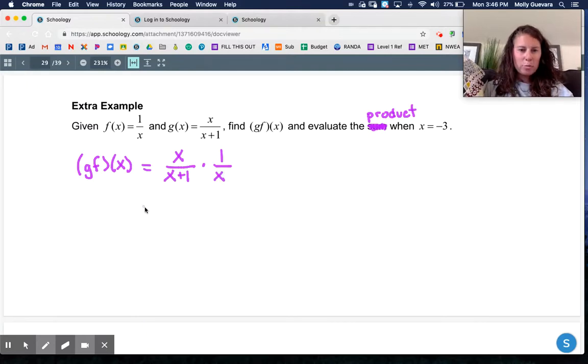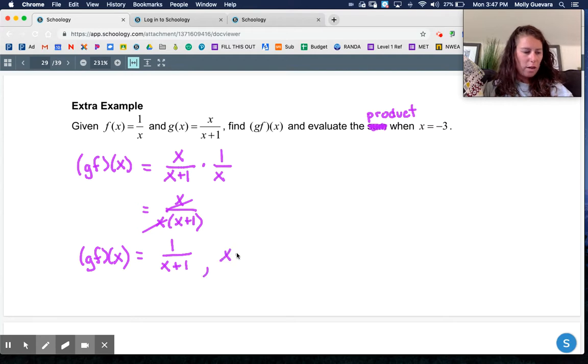Okay, when I multiply these together, I get x over x times x plus 1. My x's here get to cancel, so I just get 1 over x plus 1. So g times f of x is equal to 1 over x plus 1.